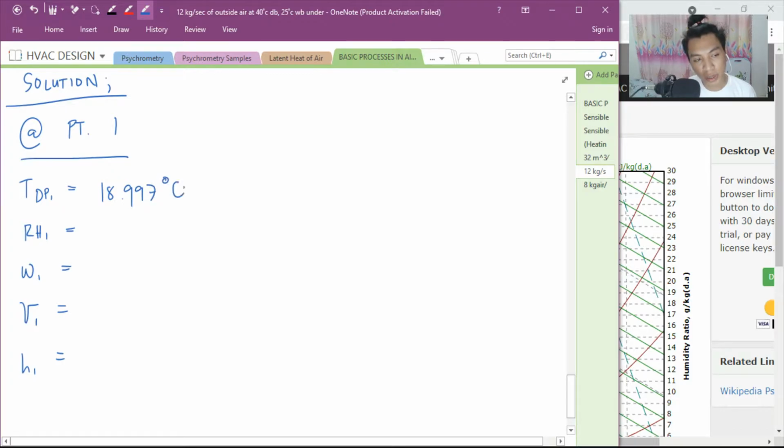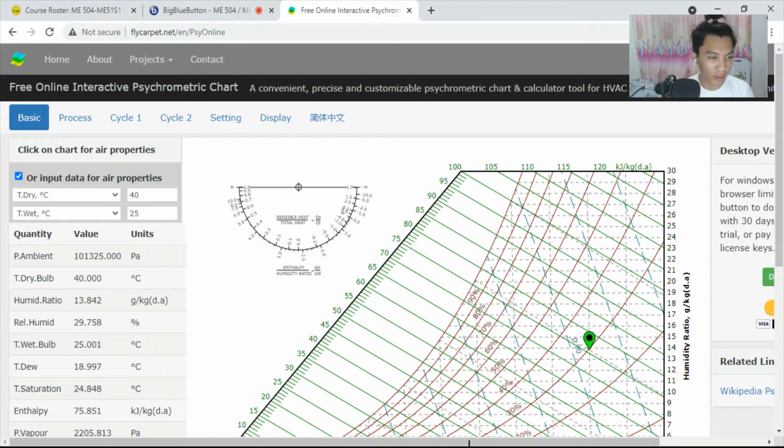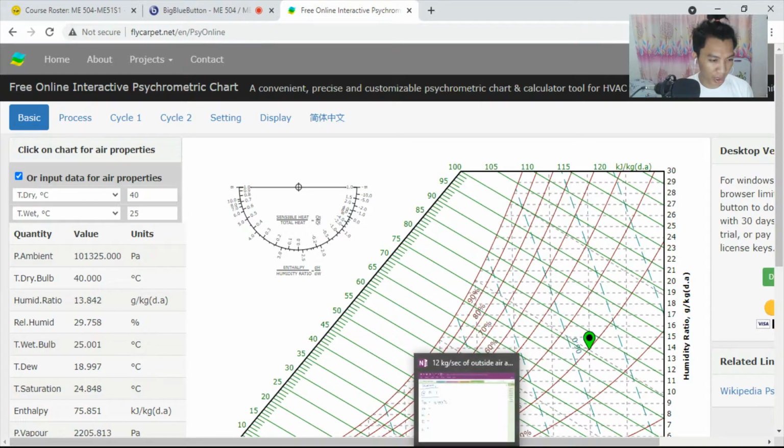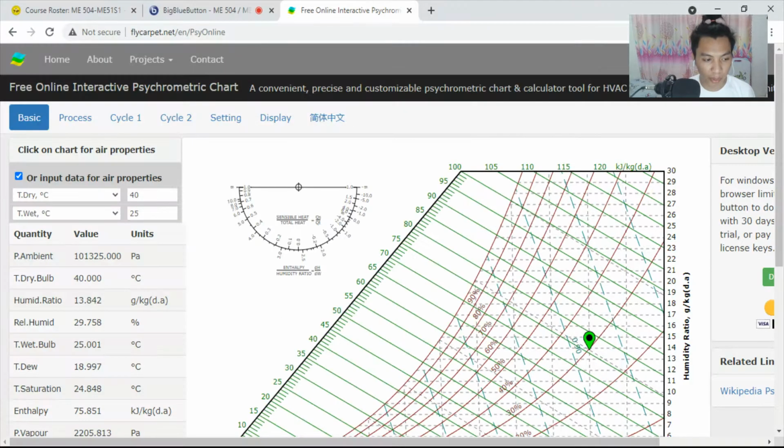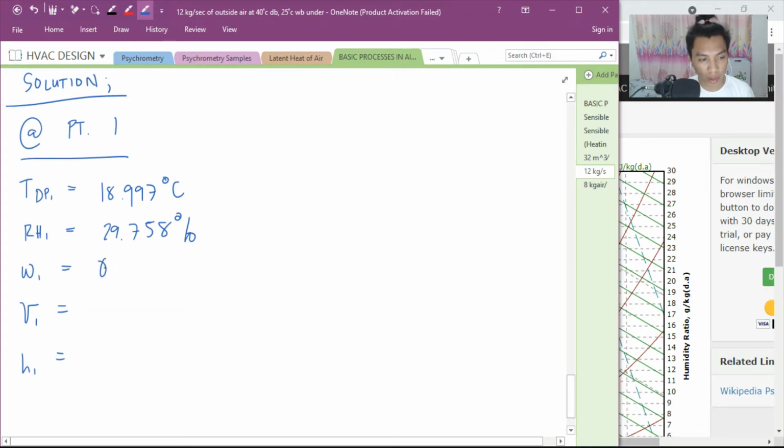18.997 degrees Celsius. RH will be? RH, nasa RH? 29.758. Correct. 29.758% relative humidity. Okay na yun. Humidity ratio, 0.013842 kilogram vapor per kilogram air.